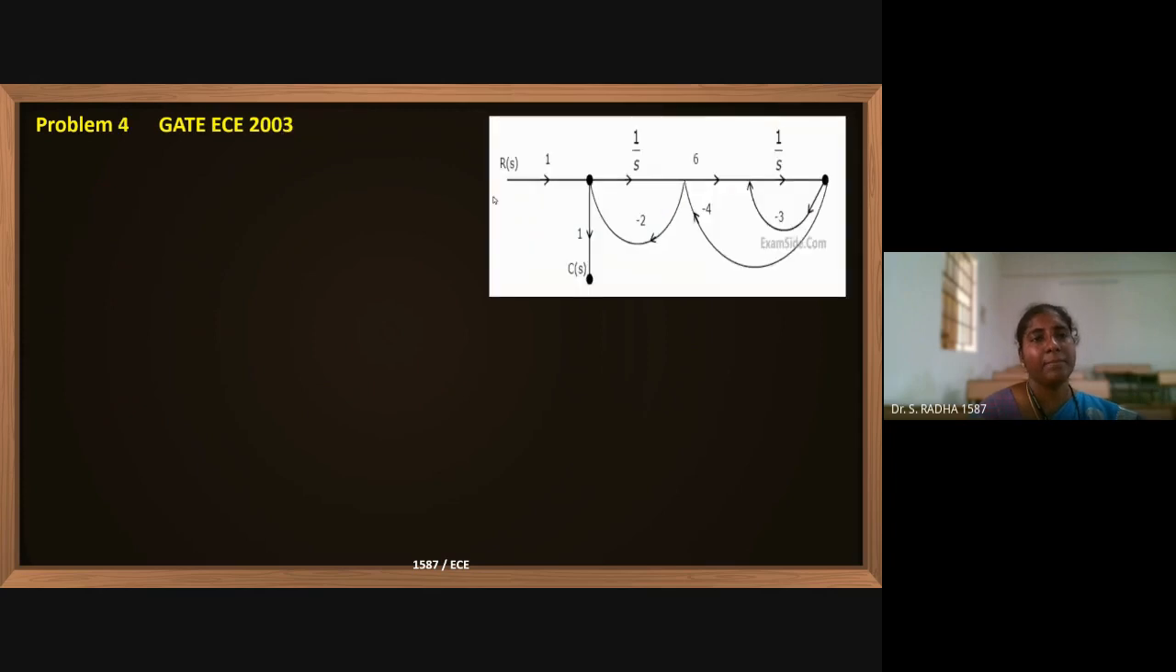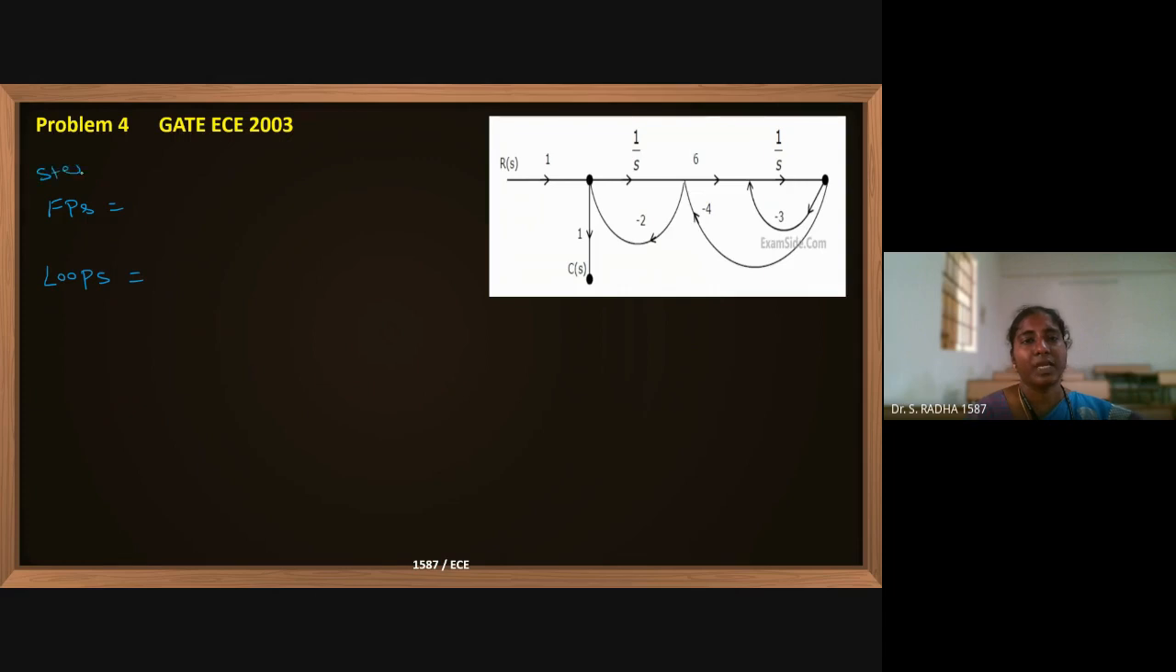Last one, I will close with this. Now I have a challenge for you. How many forward paths are there in this diagram? How many loops are there in this diagram?